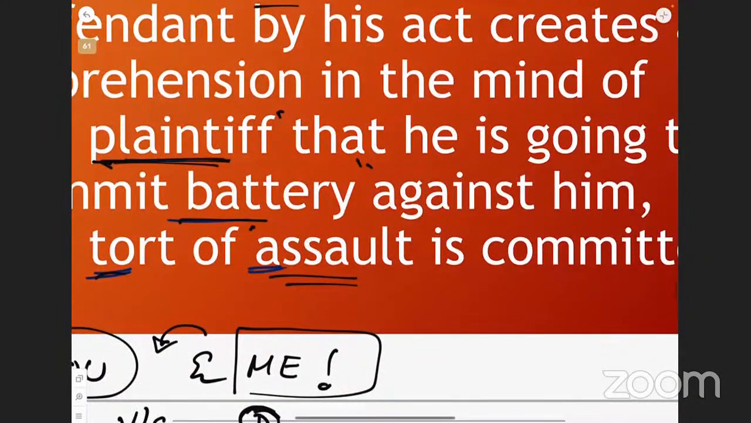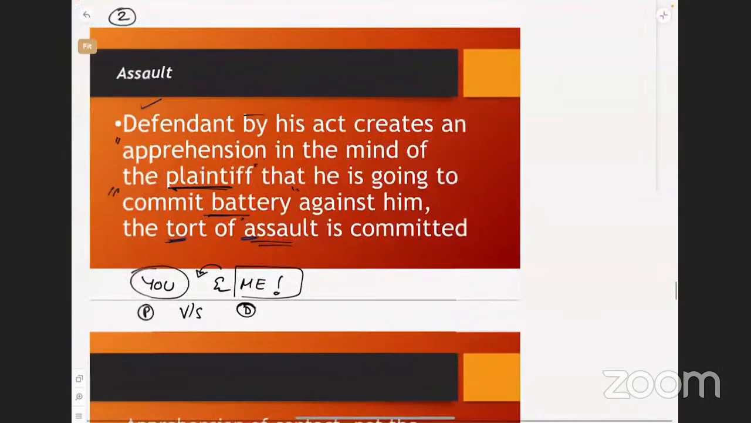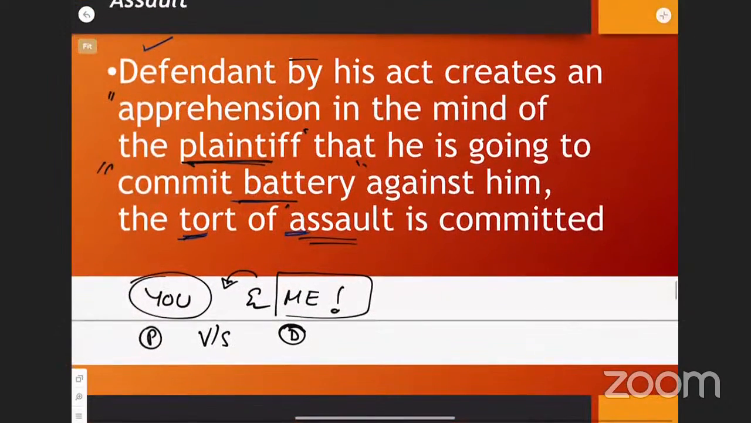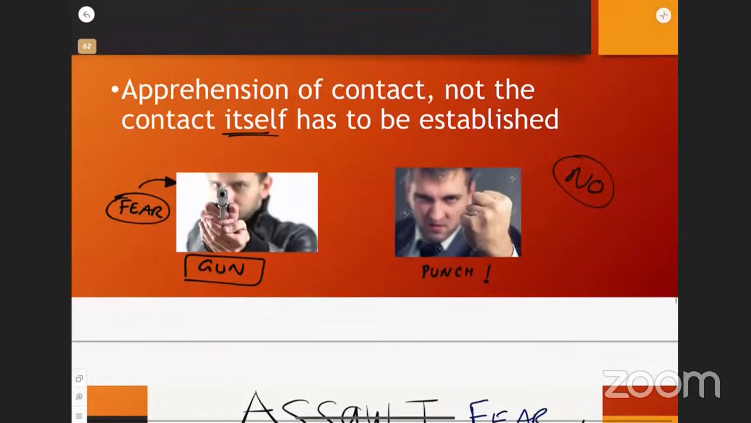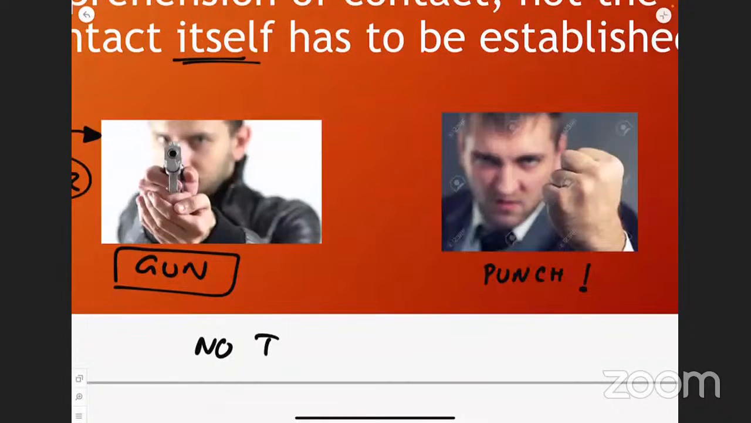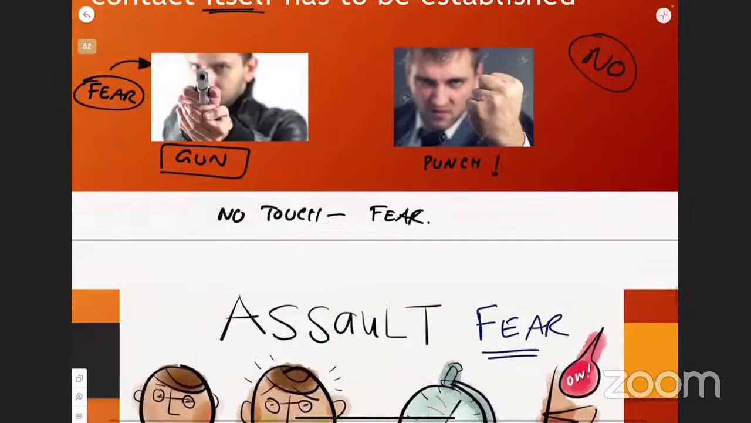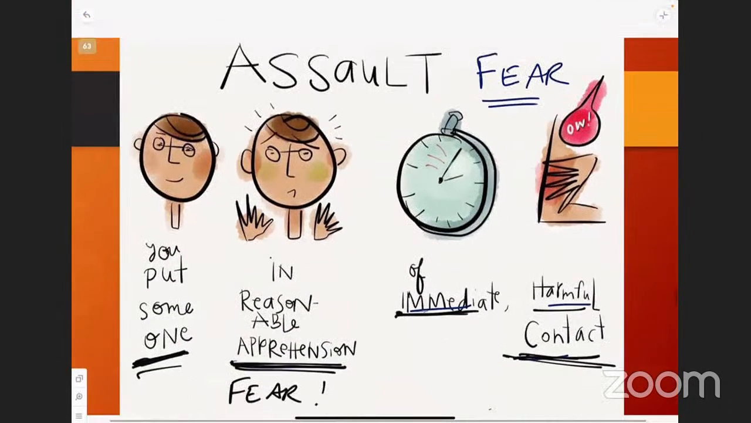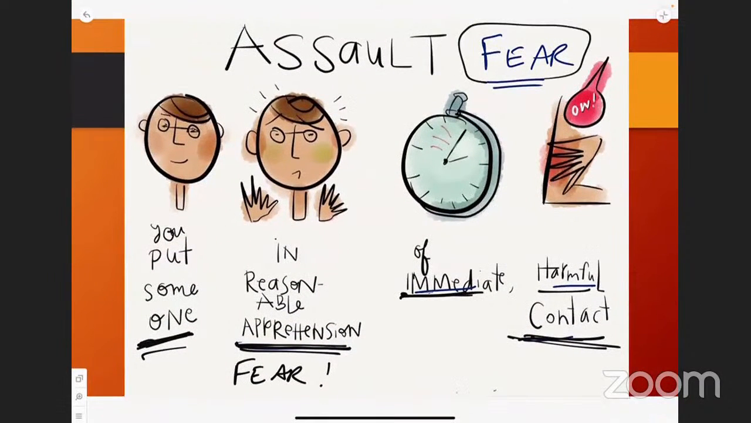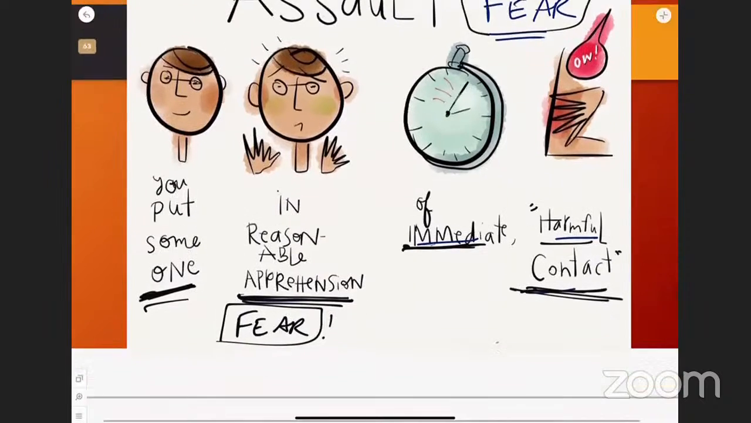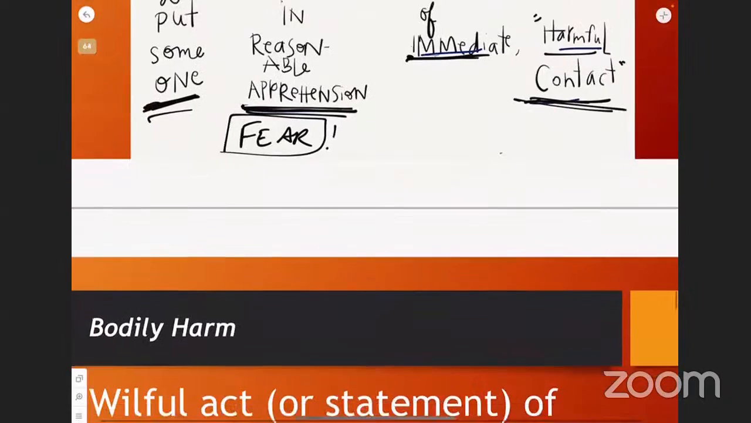So when is assault committed? Just remember this, there is apprehension. You have not yet hit somebody, you have not yet touched somebody, there is absolutely no touch. But you are creating a fear that you're going to hit them, you're going to smash them. So what is assault? It is mainly around the concept of fear. You put someone in apprehension, or what we call fear of immediate harmful contact. Immediately we're going to punch you. That is the concept relating to assault.